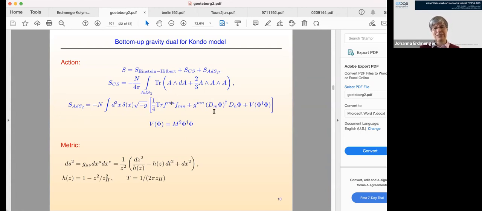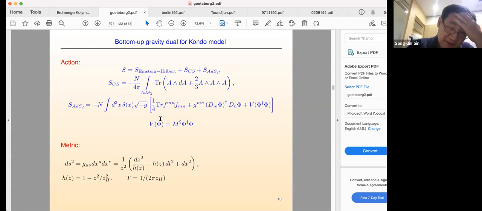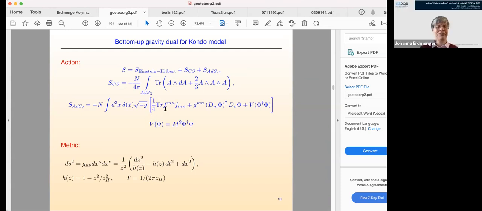So there's this complex scalar and there's this gauge field. Everything is well defined. This is the action I work with. This is the model I like. I want this action, and then I just calculate the energy momentum tensor and insert it into the Israel junction condition. That's what I'm doing. So what is F_MN squared? Well, F_MN is the field strength tensor for this little a.